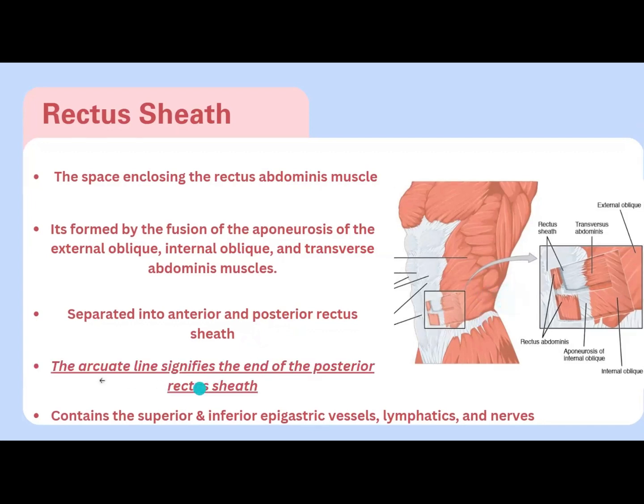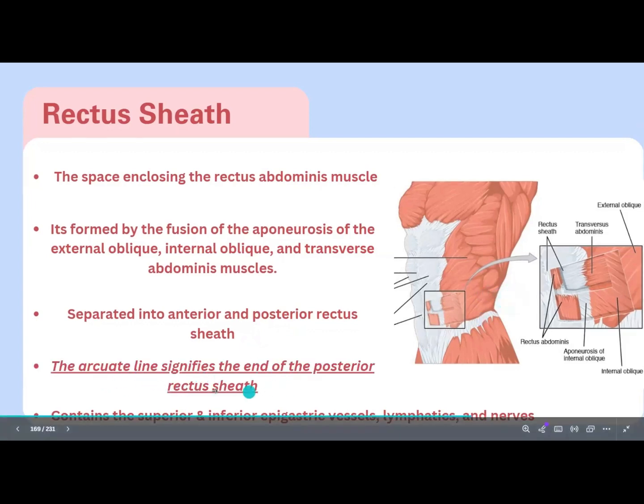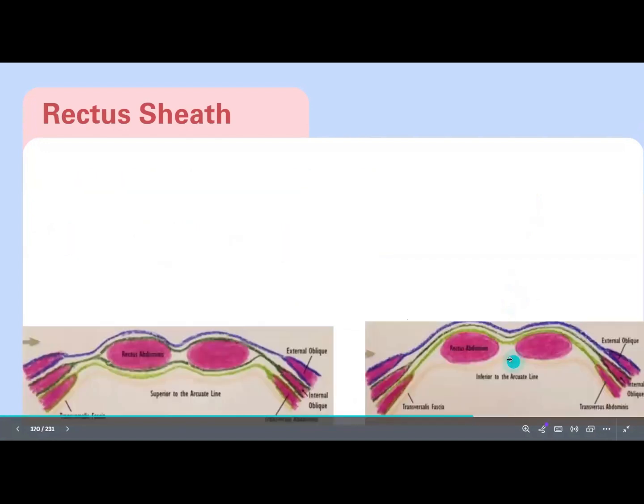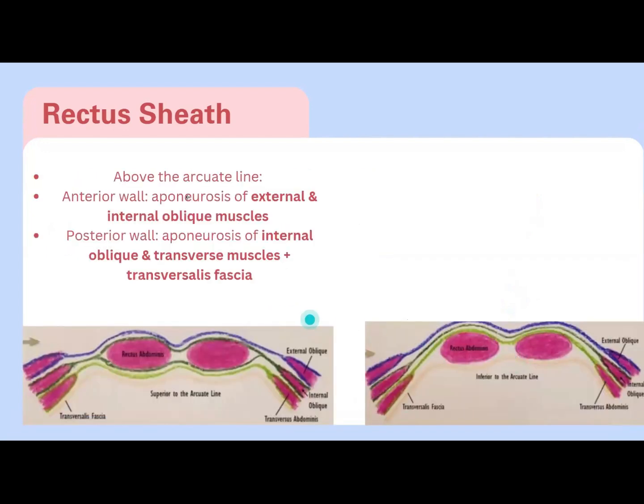Arcuate line, exactly. So the arcuate line signifies the end of the posterior rectus sheath. This is really important. It contains the superior and inferior epigastric vessels, lymphatics, and nerves. Now, above the arcuate line, the anterior wall of the rectus sheath is made up of the aponeurosis of the external and internal oblique muscles. The posterior wall is made up of the internal oblique. As you can see, it separates here into the anterior and posterior part, the transverse abdominis and transversalis fascia.